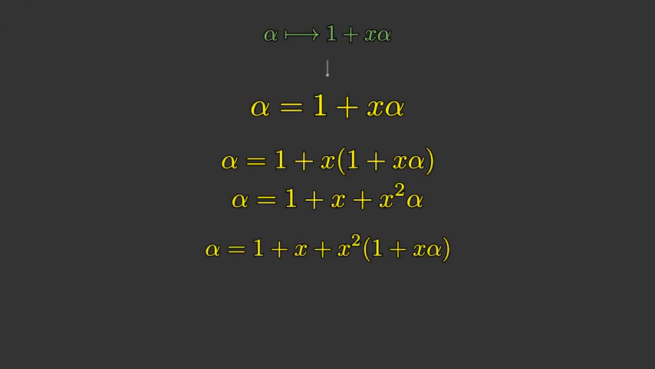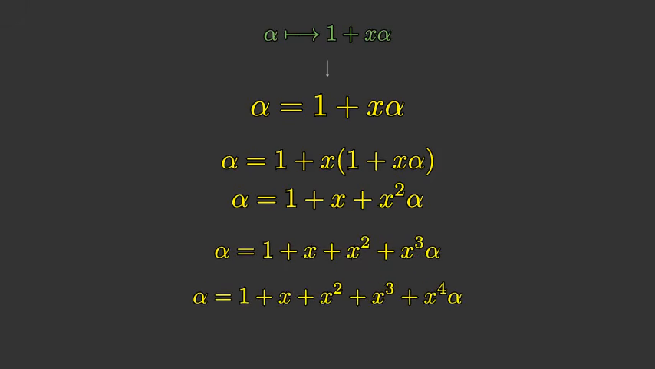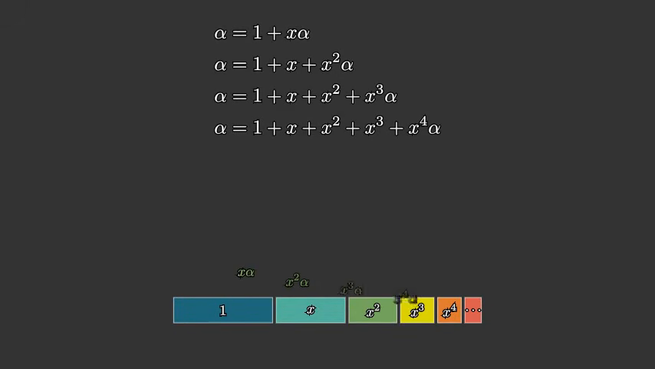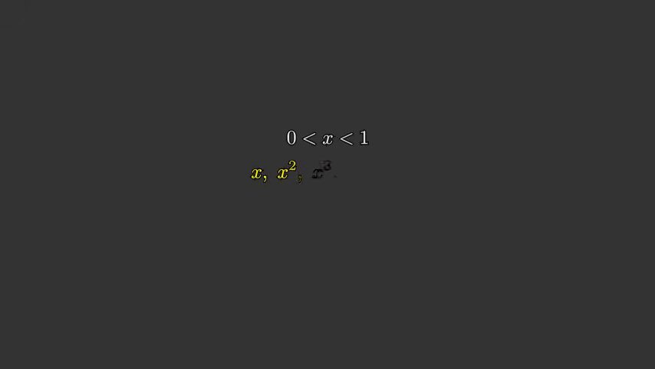Now the expression becomes 1 plus x plus x squared plus x cubed alpha, and again, 1 plus x plus x squared plus x cubed plus x to the fourth times alpha. Every step creates one new visible term. The remaining unknown part is pushed to a higher power of x. Since x is between 0 and 1, those powers become smaller and smaller, so the tail becomes less and less important. What remains is the geometric series.